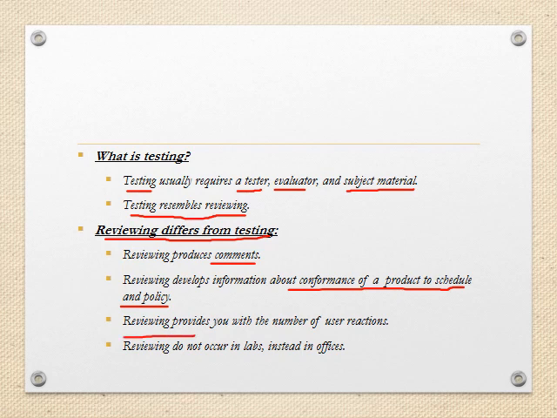Reviewing provides you with the number of user reactions. These are the only numbers that the reviewing gives us. While testing will give us numbers related to how many times the user passed the task, and how many errors they had while they were finishing a task. Reviewing does not occur in labs, but in offices, while when we test, we have to use either lab tests or a field test.